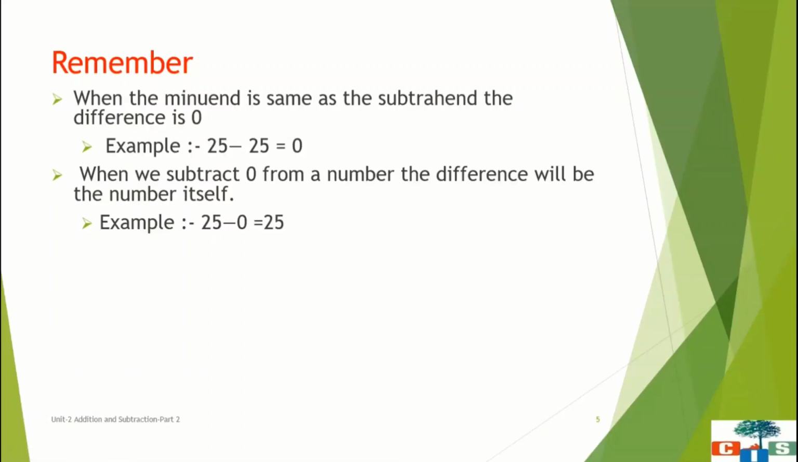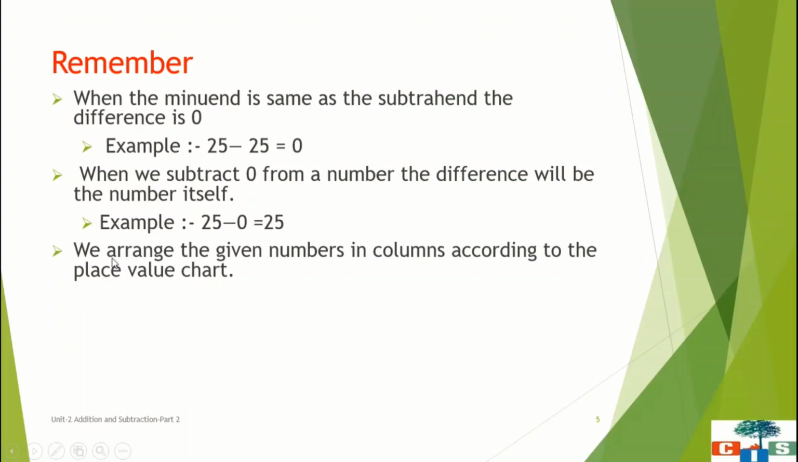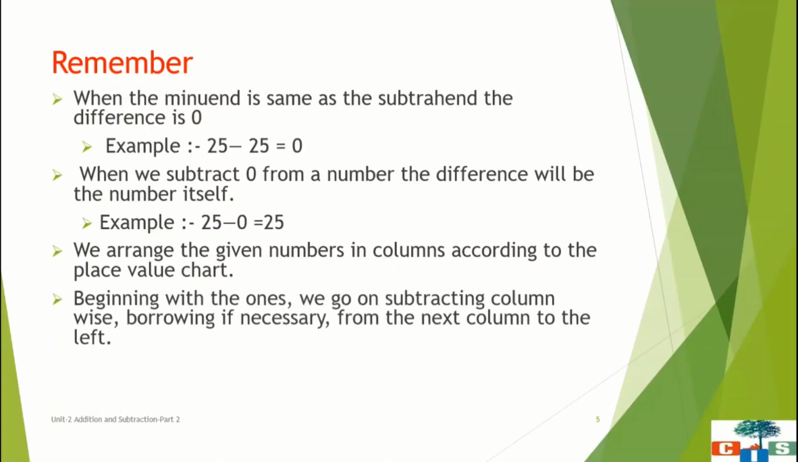Okay. Now scholars, while subtracting, you have to remember a few things. We arrange the given numbers in columns according to the place value chart. First of all, arrange the numbers in columns as we do in addition, following the place value chart. And next, beginning with the ones, we go on subtracting column-wise, borrowing if necessary from the next column to the left. We always have to start subtracting from the ones place and go towards the left.